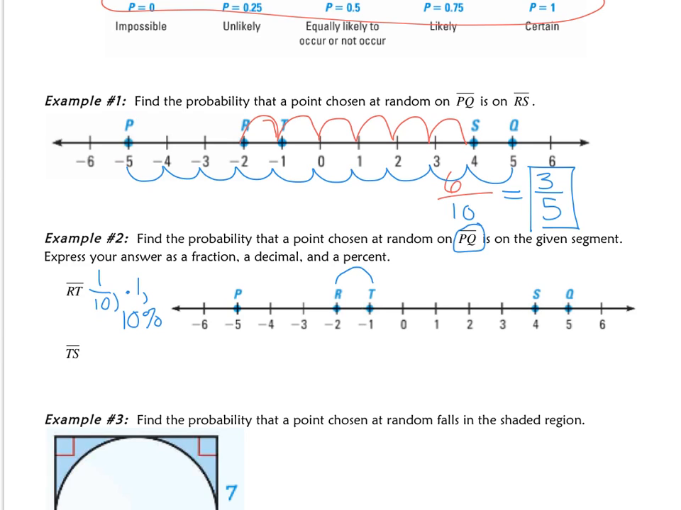Second part is TS. Now hopefully you see that TS is a lot longer than RT, so my probability should be bigger. Again, PQ is 10 units long. Now I'm going to count how big TS is. It's 1, 2, 3, 4, 5. As a fraction, we always reduce fractions. It's a half. Writing it as a decimal is 0.5. Writing it as a percentage, we get 50%.